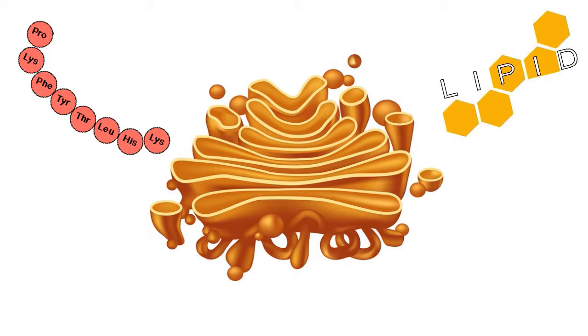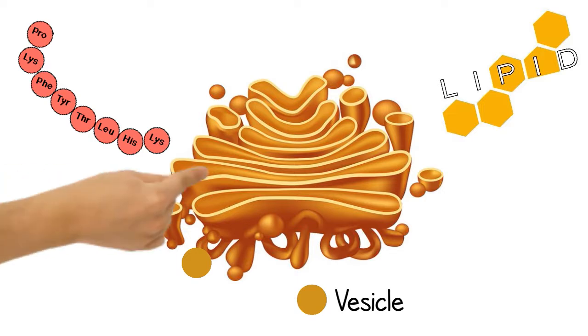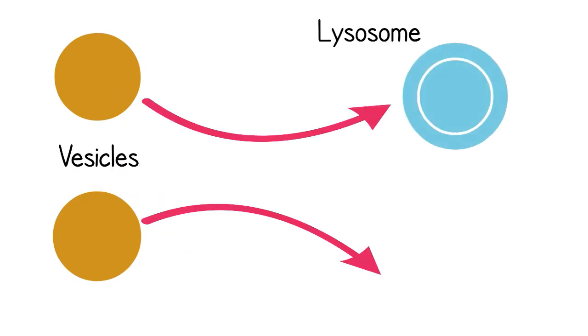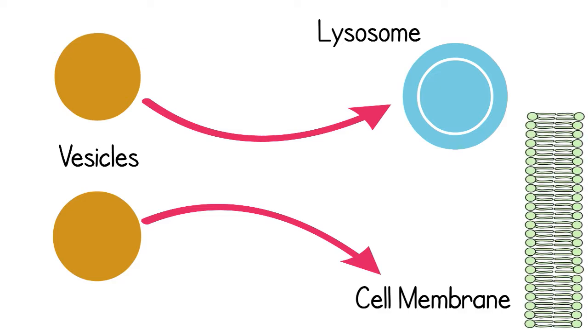Lipids and proteins may undergo more modifications here. Finally, they are sorted and packaged into vesicles budding from the trans face. Some vesicles deliver molecules to parts of the cell, such as the lysosome. Others fuse with the cell membrane, delivering proteins needed there or secreting proteins out of the cell.